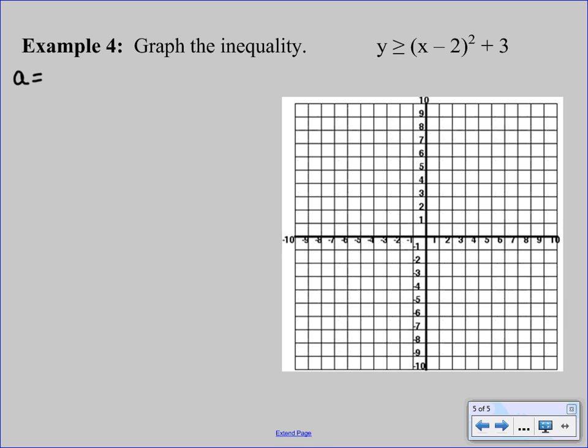So with vertex form, we start with the A, the H, and the K. You'll notice that the number in front of the parentheses, we don't really have one there, so we know that that's our invisible 1, so A is just 1. Our H value is a positive 2, because note inside it's x minus 2, and we always look at the opposite. And then our K value is 3. From there, we know that our vertex is at the point 2, 3, and we can go ahead and graph that.